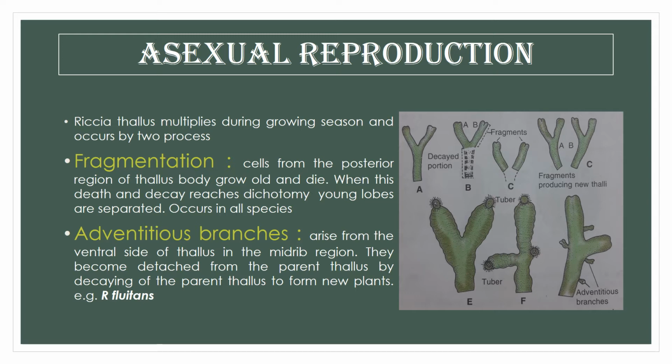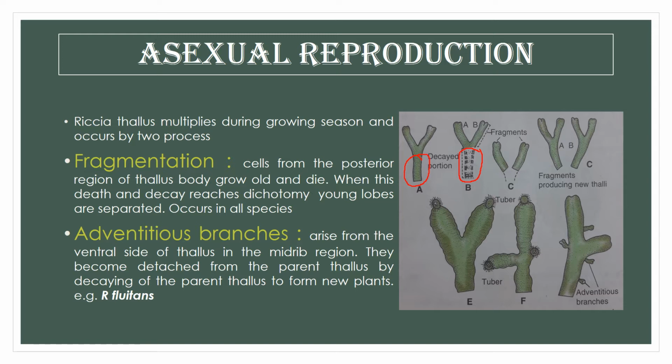There are four methods by which all the species of Riccia undergo asexual reproduction. The most common is fragmentation, where, as the thallus grows old, the entire posterior region gets decayed, rotten, or desiccated. The entire posterior region is desiccated or dies away in some form.